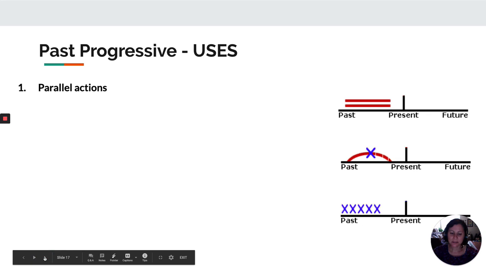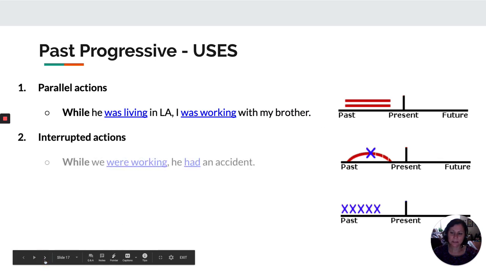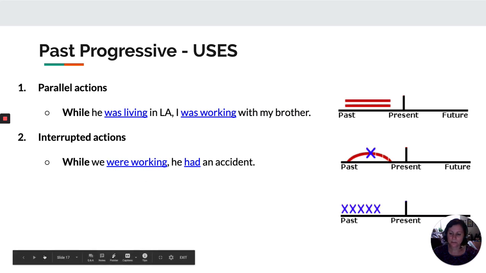Uses. We use it to show parallel actions. While he was living in LA, I was working with my brother. So these two things were happening at the same time, living and working. You can use it for interrupted actions. While we were working, he had an accident. So this was happening, we were working, and then the accident interrupted this event in progress, this work.